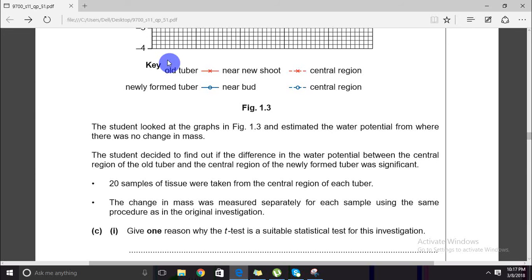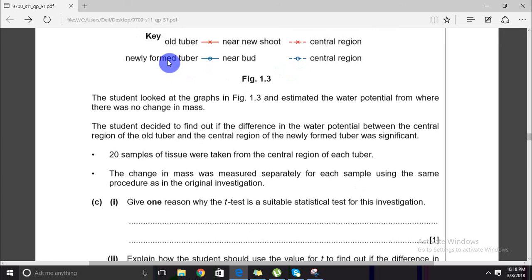And 20 samples of tissue were taken from the central region of each tuber. So there were two different types of tuber, and 20 samples were taken from the center of each. So in total you had 40 different pieces of tissue, and the change in mass was measured separately for each sample using the same procedure as in the original investigation. Why is the t-test a suitable statistical test? Because you can use it to compare the means of two sets of data.